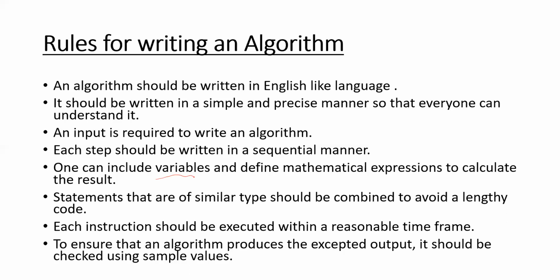To ensure that the algorithm produces the expected output, it should be checked using sample values. The result we want from the algorithm, we should get from the algorithm. It should be clear and perfectly correct. So how can you verify it? By giving certain sample values, we can verify whether the expected output is coming from the algorithm or not.